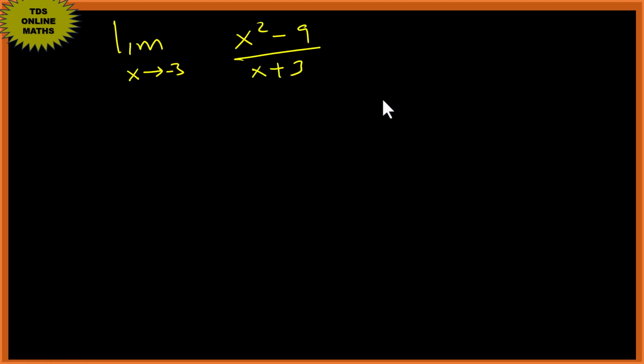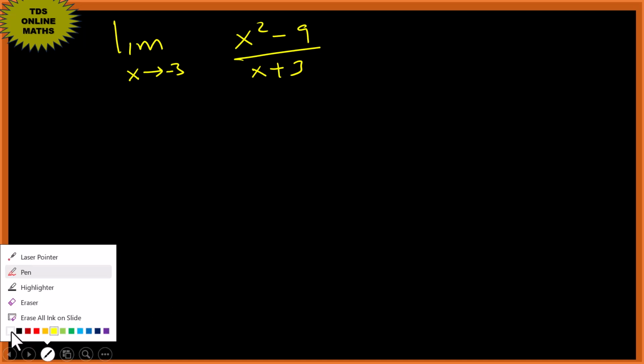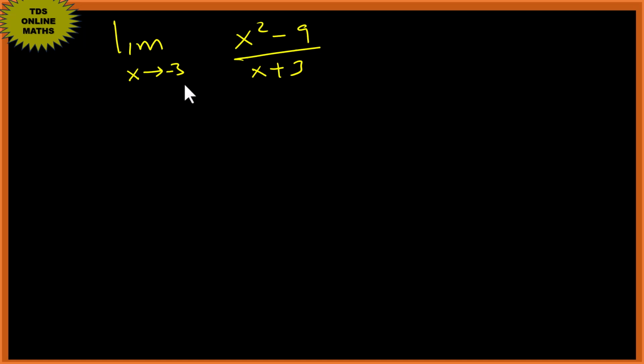All right, let's evaluate this limit. Let's check: if I plug in -3, the denominator will be 0 and the numerator too will be 0, so it will be 0 over 0. So it's not possible. Let's reduce this expression. We know the numerator looks like a difference of two squares.